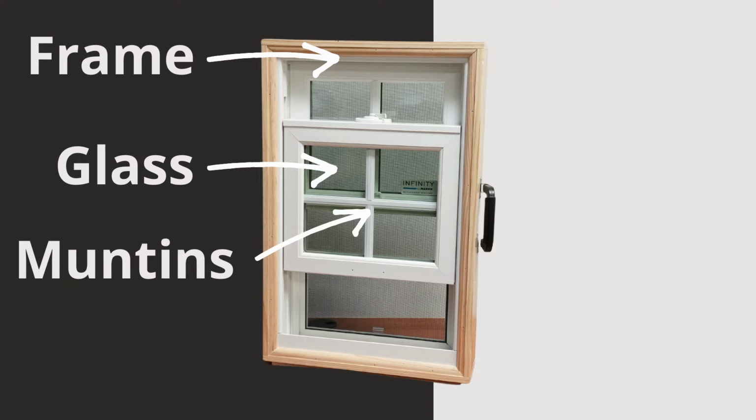Then we have the muntins. These are the bars that can divide a single glass pane into multiple sections. They're not just for looks. In older designs, they actually held separate pieces of glass in place.